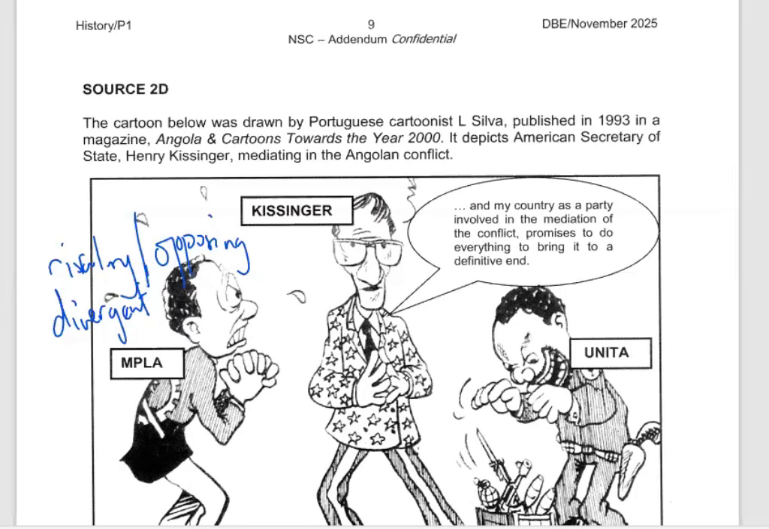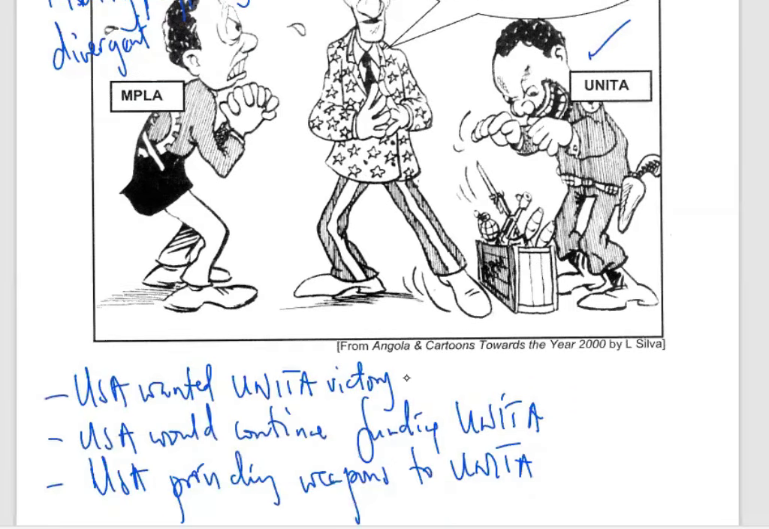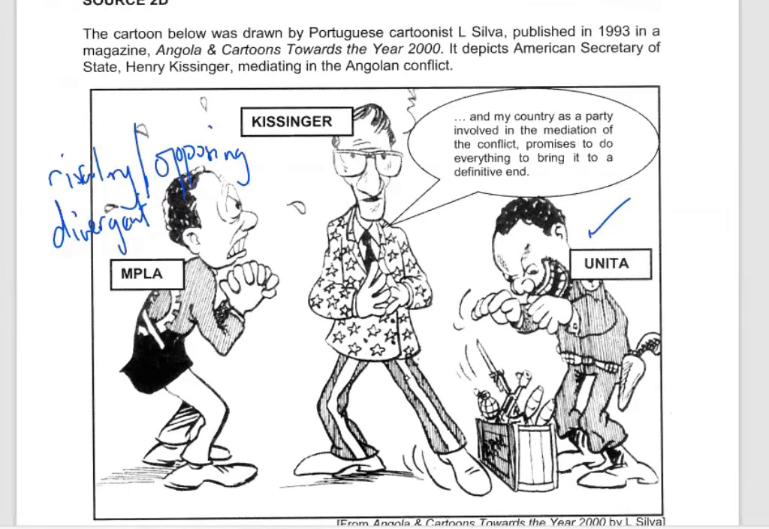Then if you check UNITA, you see this guy appears to be very happy. He's even smiling. So the relationship on this side, we can say these ones are close associates. In this instance, they're working together, they are allies. They are affiliates. They have an affiliate relationship, working together for one common goal. Or we can say they are having a coalition. They are united in their fight against the MPLA. So they have good relations. That is why he's smiling here. He's receiving some goodies, some weapons, to fight against this one who is not receiving anything.